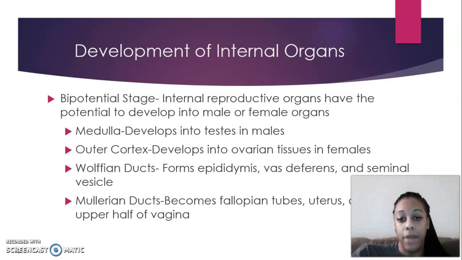When we talk about development of these internal organs, the important thing to remember is the regression of some of these in males or females. Again, the medulla develops into testes in males, which means that the medulla regresses in females. The outer cortex regresses in males because it develops into ovarian tissue in females. As the growing embryo continues to the next stage, one set of ducts will diminish and the other will stay.